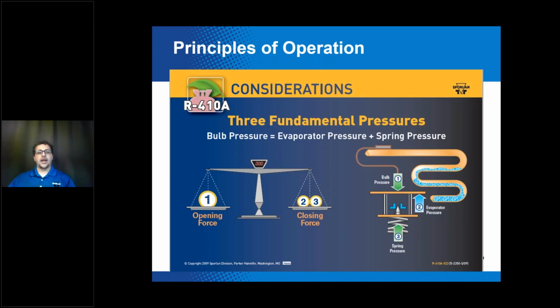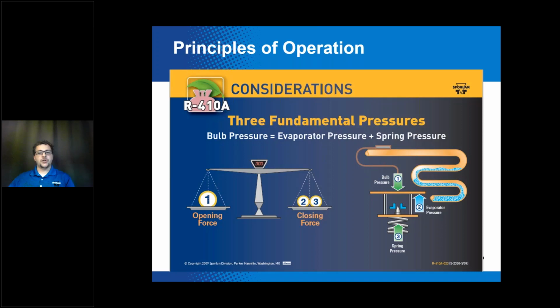So I've depicted the bulb pressure as labeled number 1 here in the picture on the right-hand side. And you can see that it's acting down on the top side of the diaphragm, and it's trying to drive the TEV further open. Your evaporator pressure is labeled as number 2, and your spring pressure as number 3. And both of those are closing forces. I want you to see that they are acting on the bottom side of the diaphragm, and they're directly opposing the bulb pressure. They're trying to drive the valve further closed.